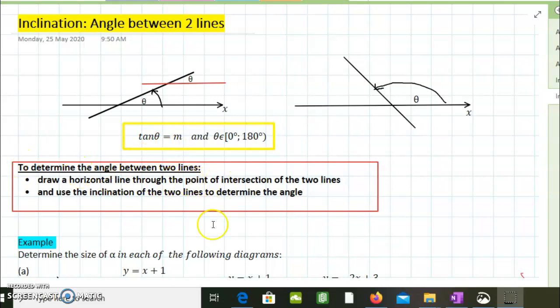So to determine the angle between two lines, we draw a horizontal line through the point of intersection of the two lines, and we're going to use the inclination of both the lines to determine our angle. Let's see how that works.